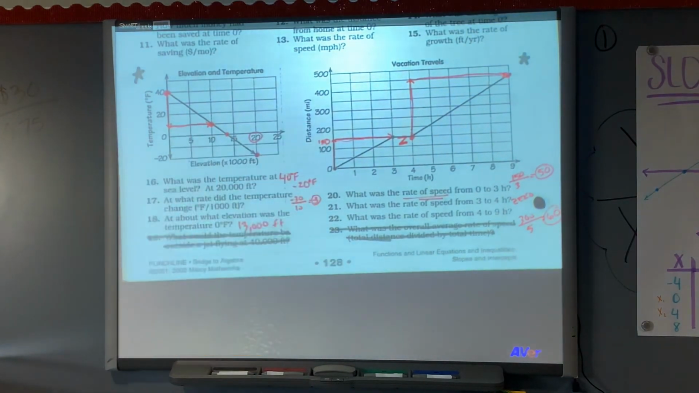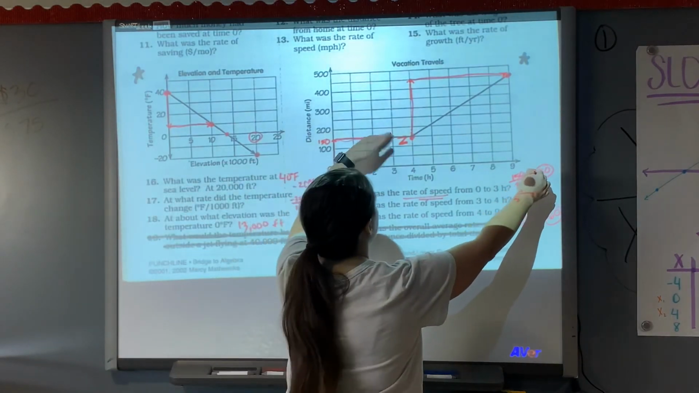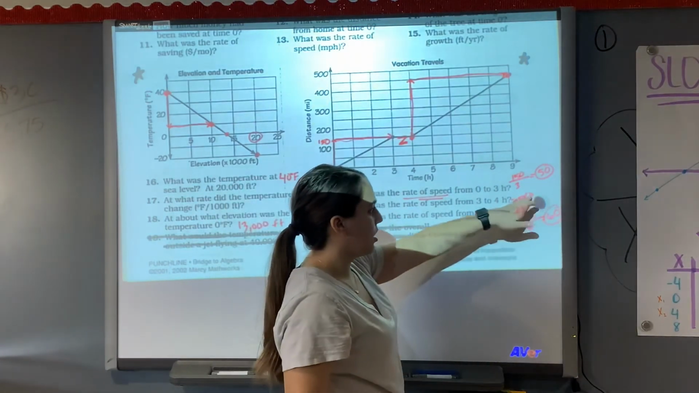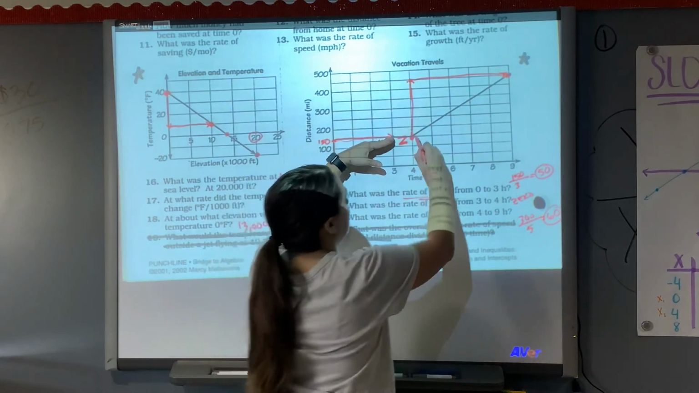That is 60. So see how the slopes changed? This one went 50, and this one was 60. What's happening is she's going faster here, stopped here, slower here. They're still going, but they're not going as fast because the line isn't as steep.